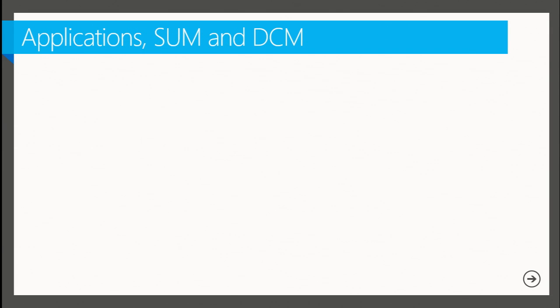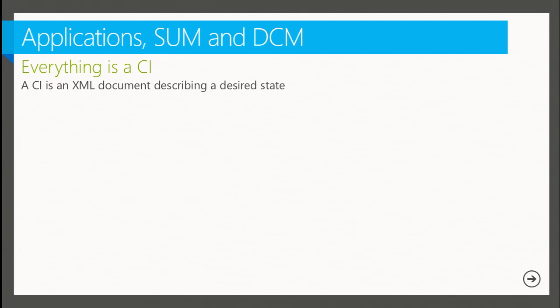So a couple of rules as well. For applications, software update management, and DCM, everything is a CI. And a CI is an XML document describing a desired state. It might be install this software update from WSUS. It might be check this registry setting for settings management or DCM. Or for applications, it will be a DT and its associated requirement rules.